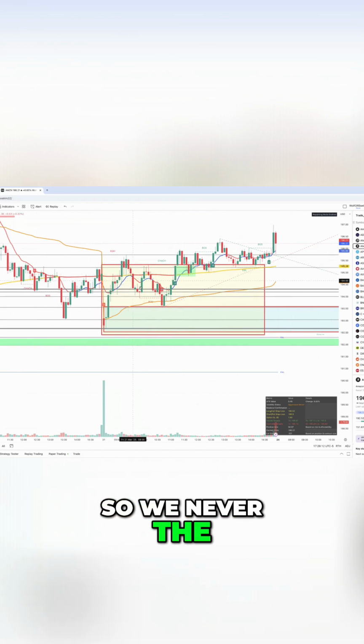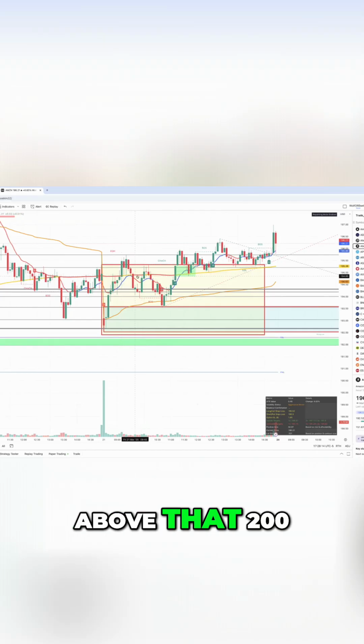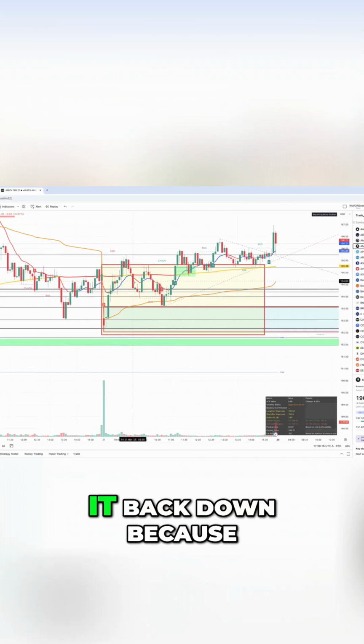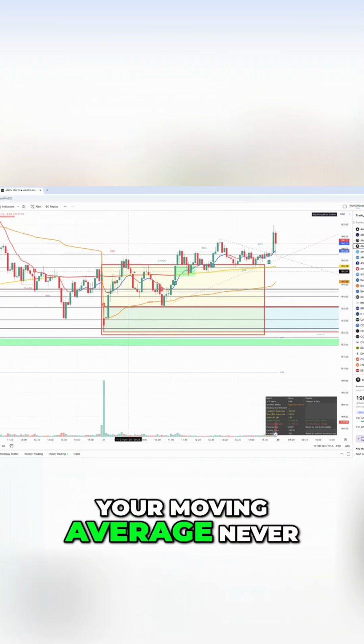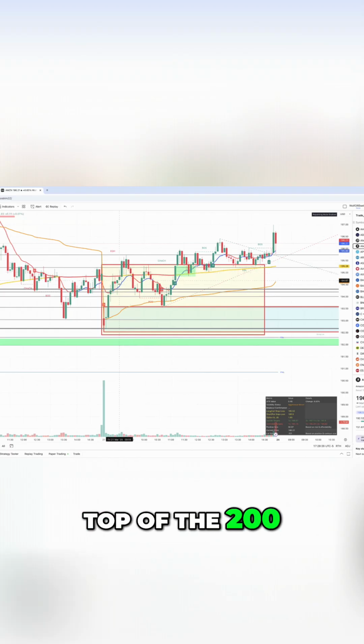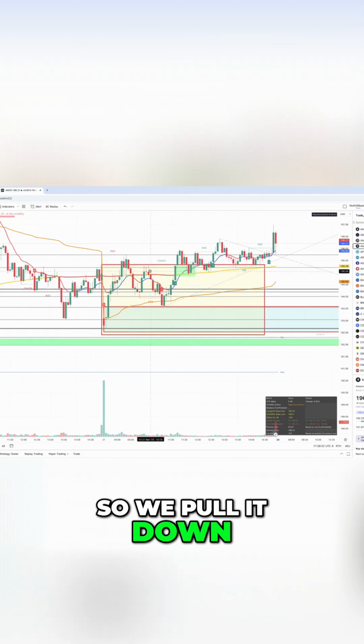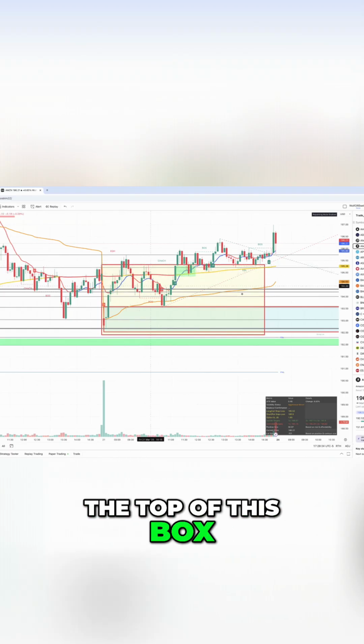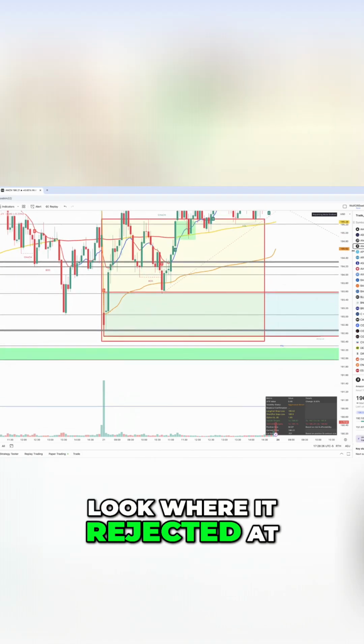So the 12 never got fully above that 200, which showed you that it was going to pull it back down, because your moving average never got back on top of the 200. So we pulled down, pushed back up to the top of this box. If you pay attention to this resistance, look where it rejected at.